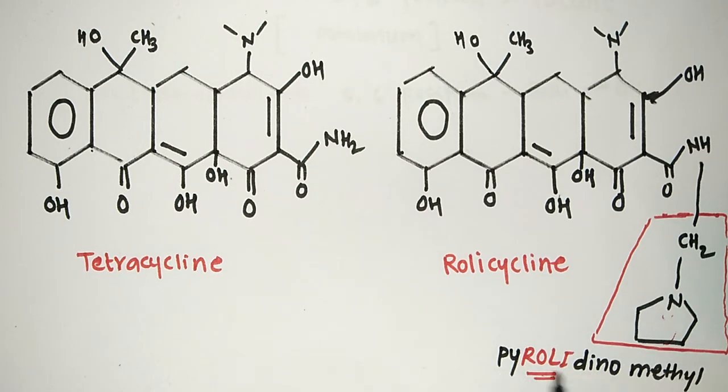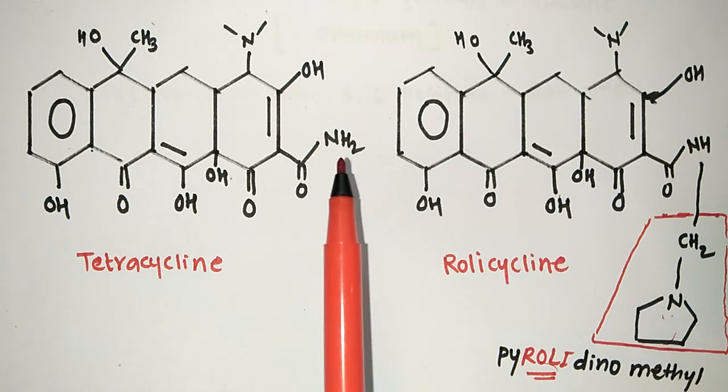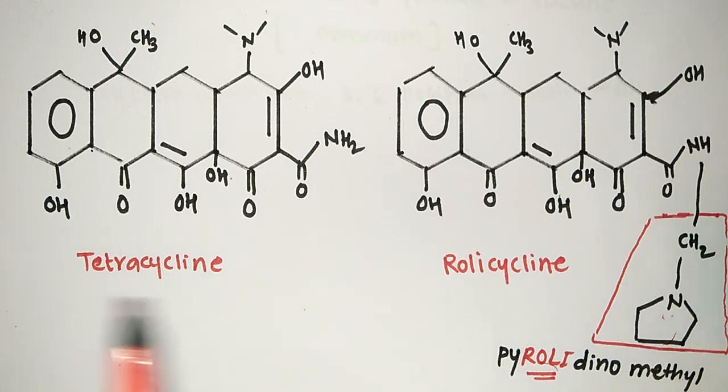See, in the word Rolitetracycline, "Roli" comes out already: from pyrrolidino we are taking the "Roli", and from tetracycline we are taking the "cycline". So Rolitetracycline. Here we are familiar with Rolitetracycline as a pyrrolidinomethyl group substituted at the NH2 position. It will convert tetracycline to Rolitetracycline.